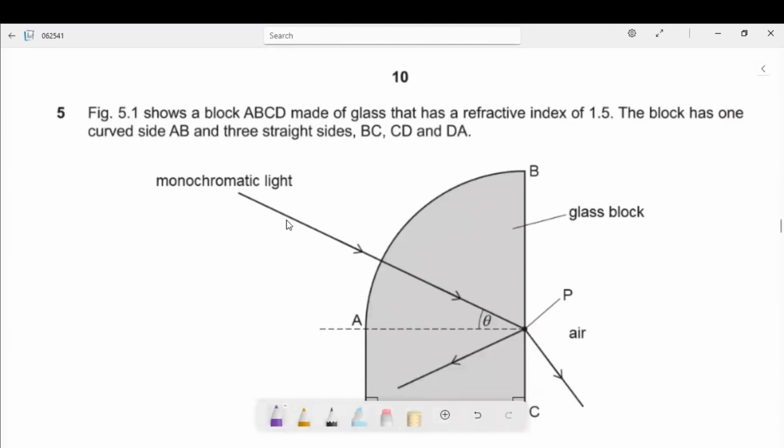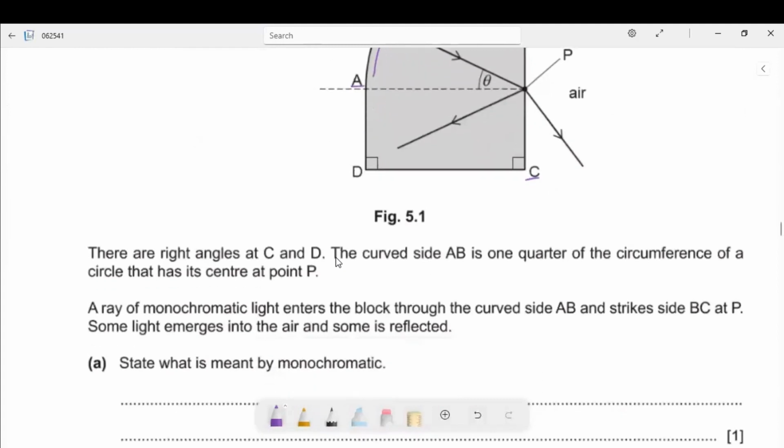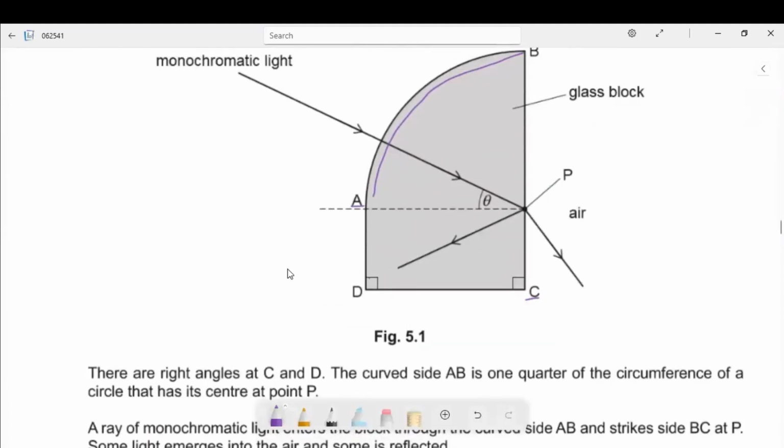Question number 5. Figure 5.1 shows a block ABCD made of glass that has a refractive index of 1.5. The block has curved side AB and three straight sides. We can see here one curved side, this one, that is AB. Then BC is there, CD is there, DA is there, straight sides. There are right angles at C and D. So here the angle is right angle.